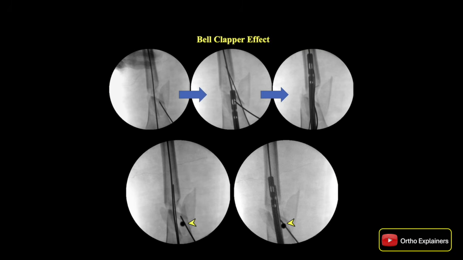But, of course, nails have their own set of problems. The biggest one is what we call the Bell-Clapper effect. You've got this wide, hollowed-out metaphysis, and the distal end of the nail can just toggle around inside it.